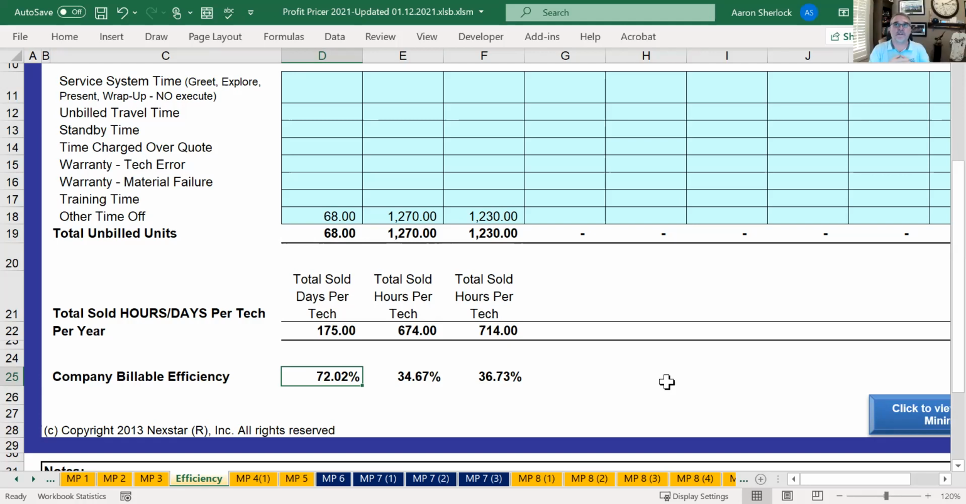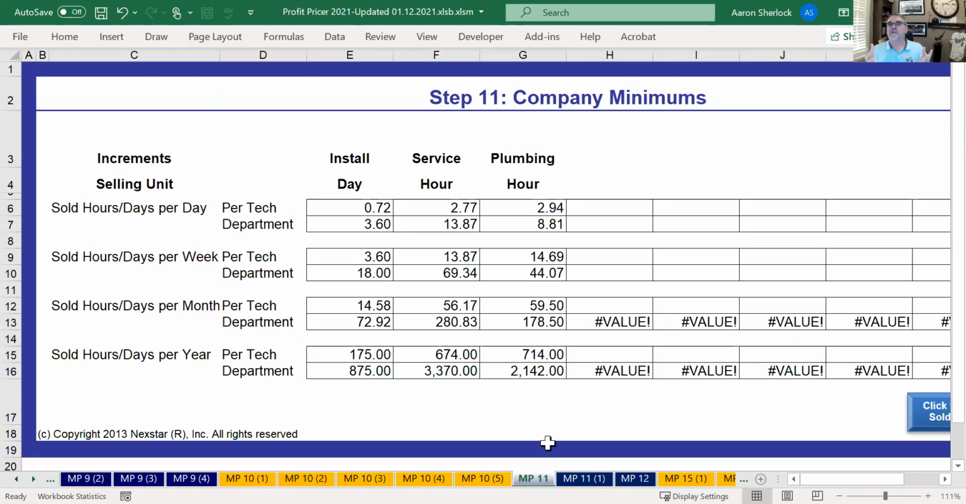So that's where this efficiency comes in, is where this is at right now. And then you have your tech. If you'll go back to MP11, this will show you operationally what you should be tracking on a weekly basis. Basically you want 18 installs in a week on line 10. So that's your target, to get 18 installs for all your crews. If they were 1-day installs.